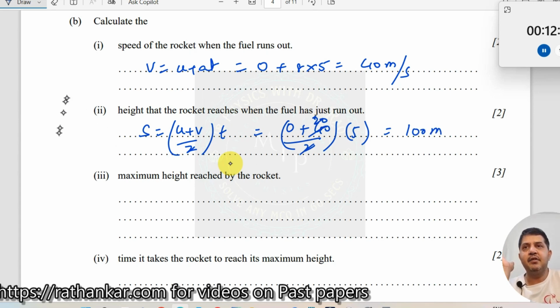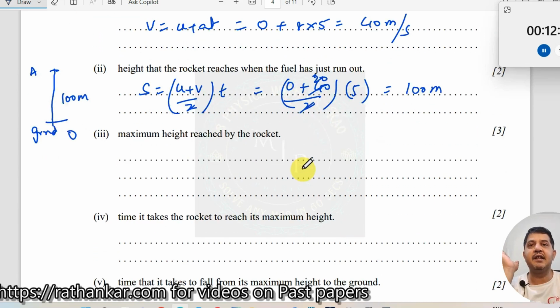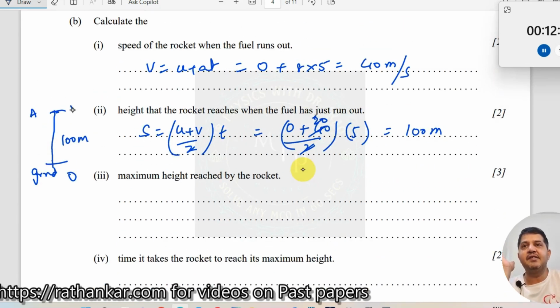Okay, so the rocket started from the ground over here. It reached the point A. From point O to point A, the distance is 100 meters. I always prefer to write like this for a given reason. Okay, maximum height reached by the rocket. Now what is the velocity here? V is equal to 40 meters per second.